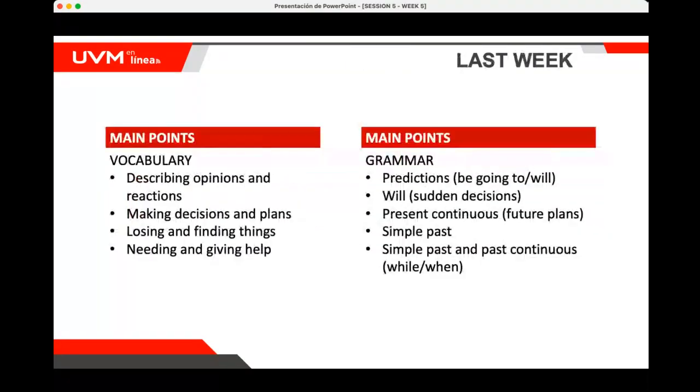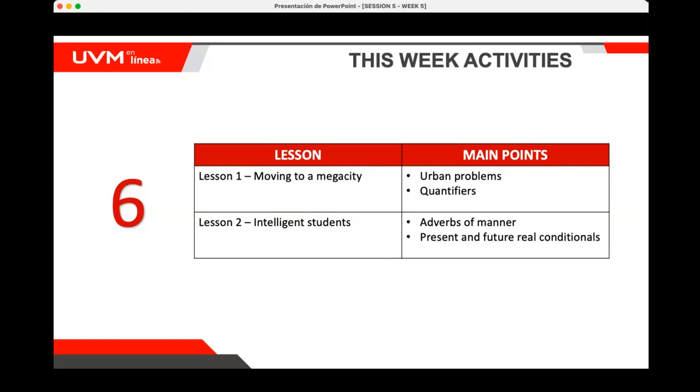So the first one, which is Unit 6, we have here 2 lessons. Lesson 1, which is moving to a mega city, and then Lesson 2, which is intelligent students. In this case, for vocabulary, you learn vocabulary for urban problems and also adverbs of manner.